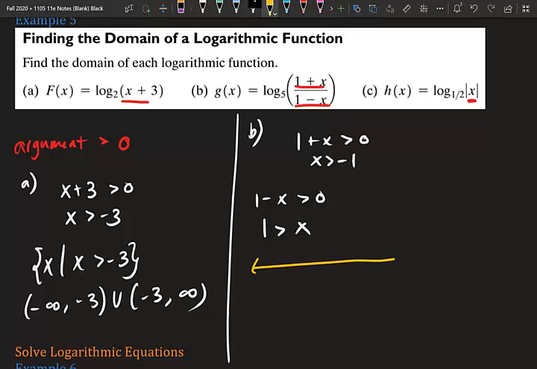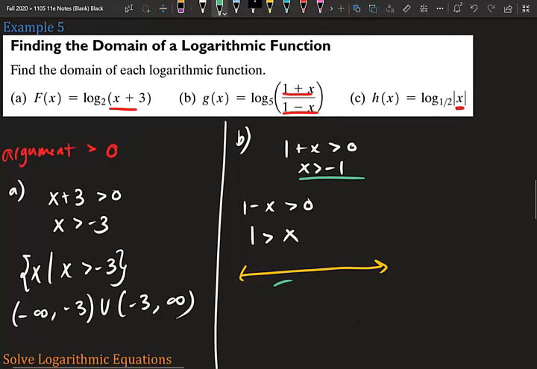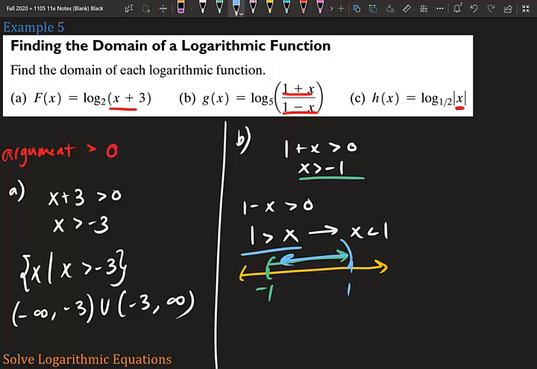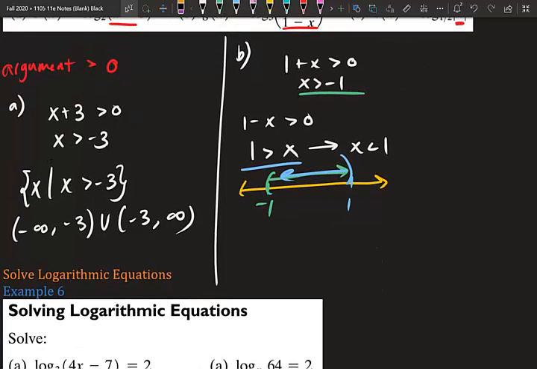So I'm going to draw my x-axis, and on my x-axis I have 2 things, negative 1 and positive 1. So for negative 1, it says it's greater than, so it goes this way. For positive 1, if we rewrite this, that is x is less than 1, so it goes to the left. You see how it goes together? Since it goes together, this is a compound inequality.